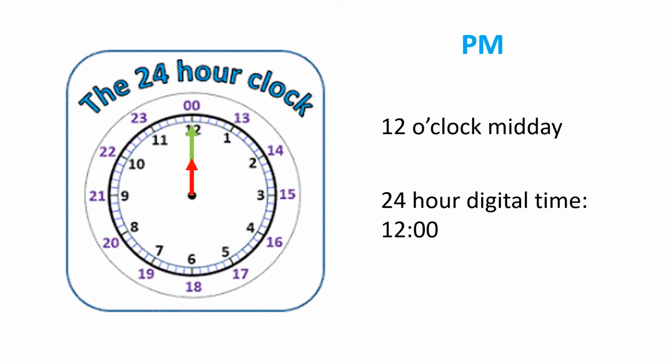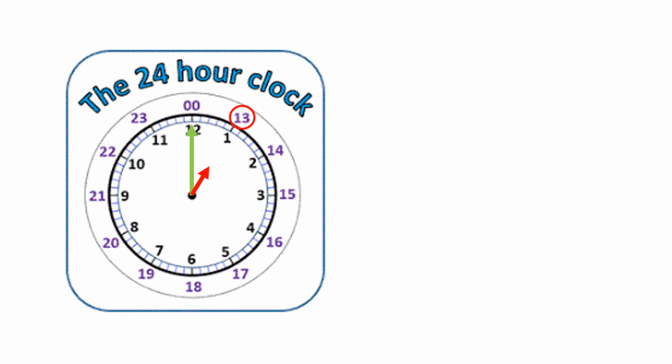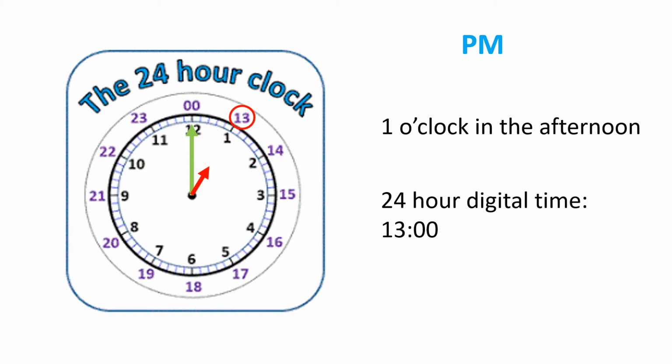So the 24-hour digital time is 12:00. Now our next time is 1 o'clock. But because we've already gone round once, we are now going to go around a second time. But instead of going 1 o'clock again, it's going to go from 12 until 13. So 1 o'clock in the afternoon, come back after lunch, start afternoon lessons, and it is 13:00. So we've started going around again, but instead of going 1, 2, 3 up to 12, we've gone to 13.